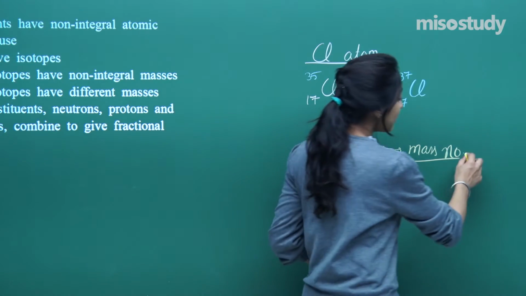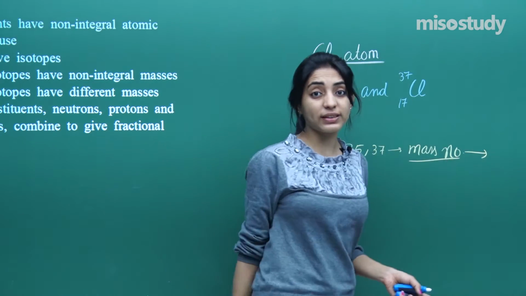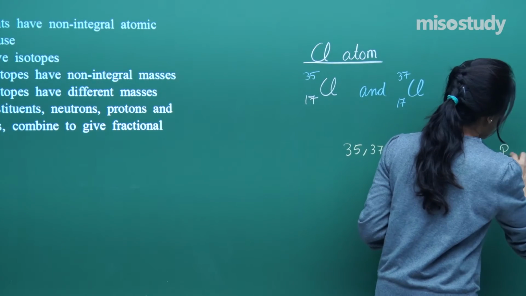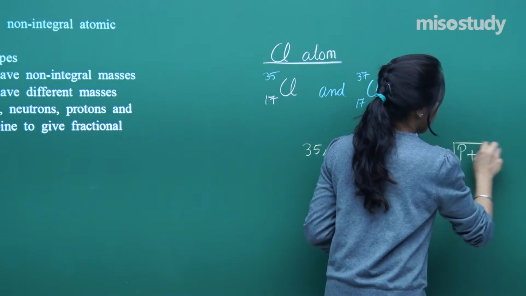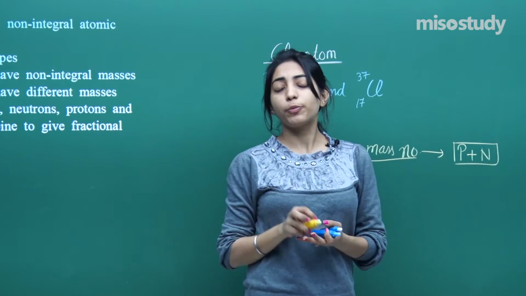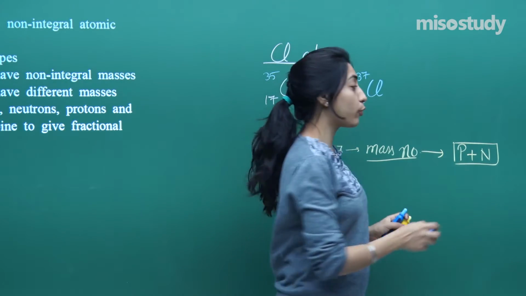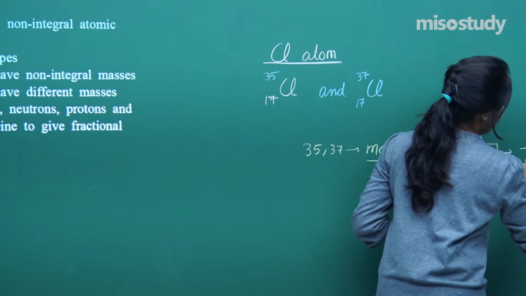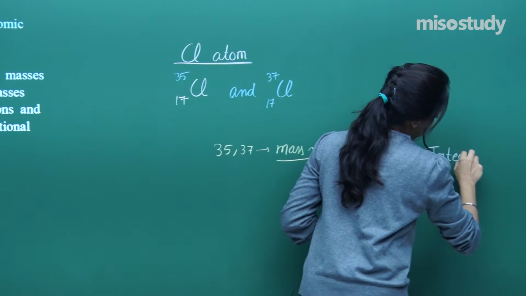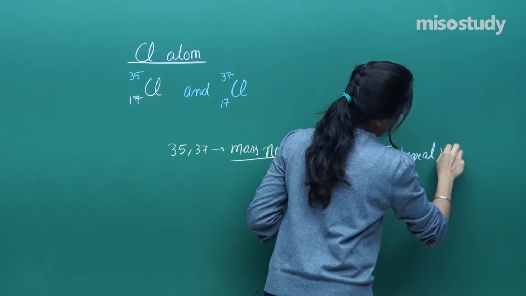Now see guys, since mass number represents the number of protons plus the number of neutrons, whatever may be the number of protons, whatever may be the number of neutrons, the total number of protons plus neutrons will be an integral value.